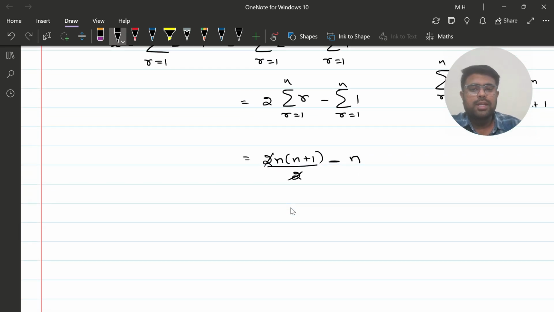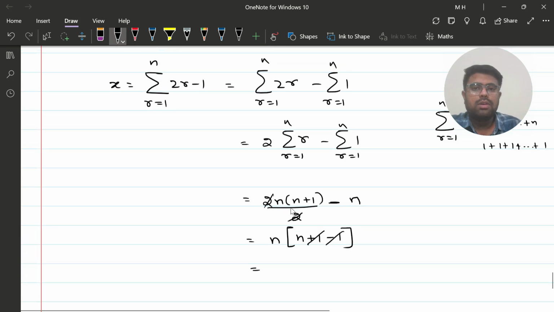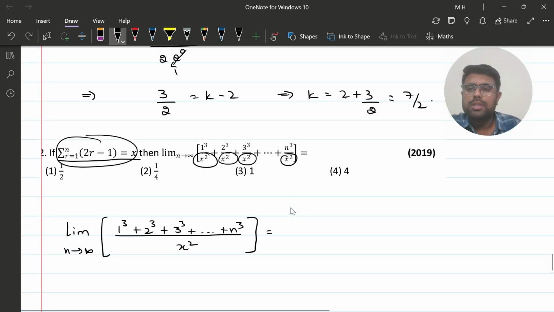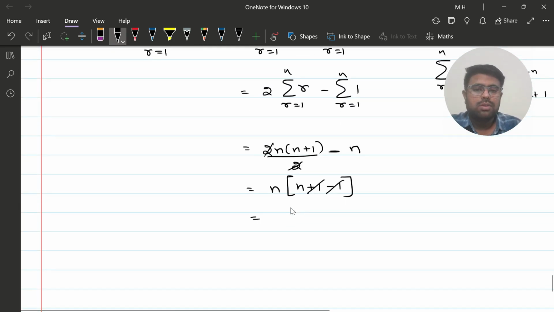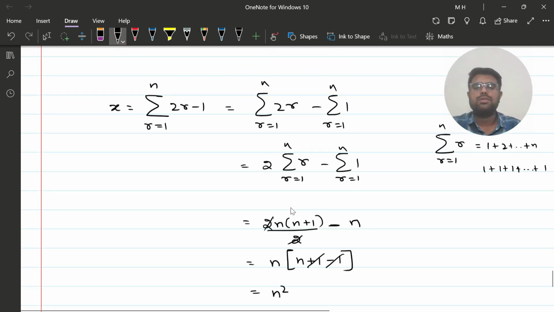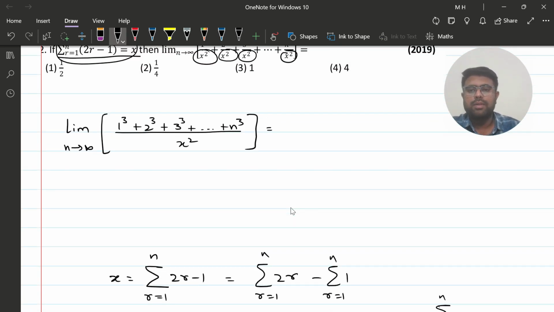2 and 2 would get cancelled out. If I take out n common, I am going to get n plus 1 minus 1. Okay, is it 2r plus 1 or minus 1? Minus 1. So it is going to be n square. Okay, so I got this sum to be n square.